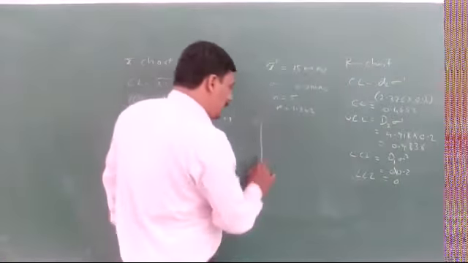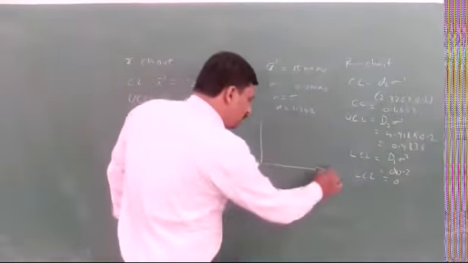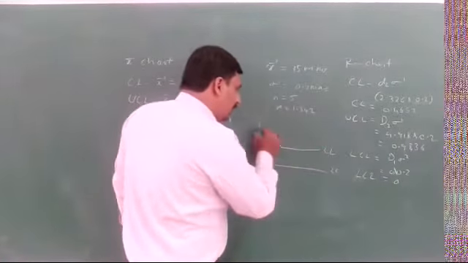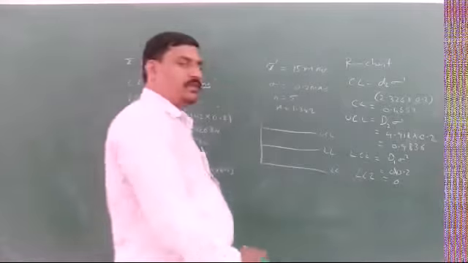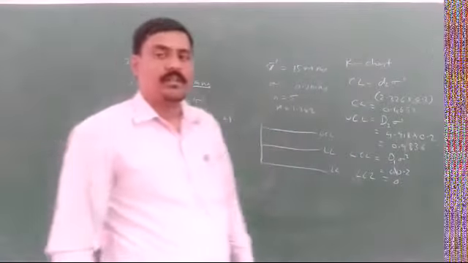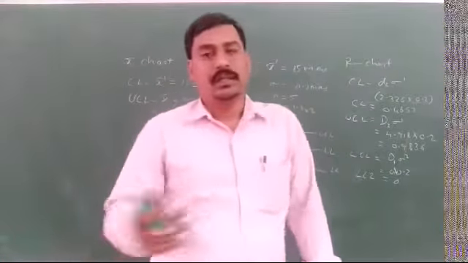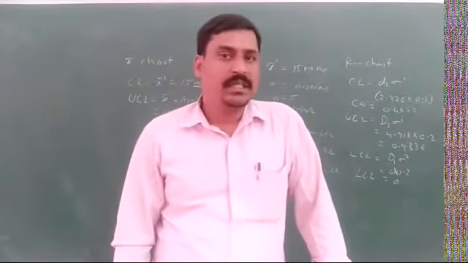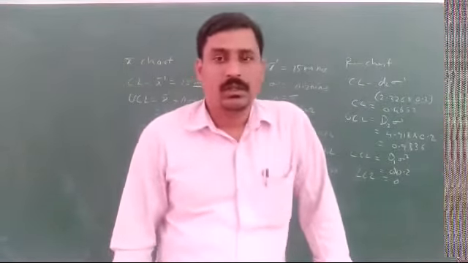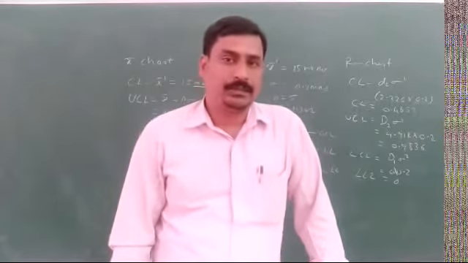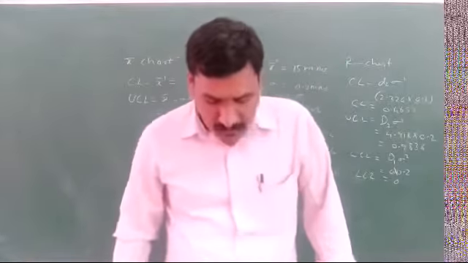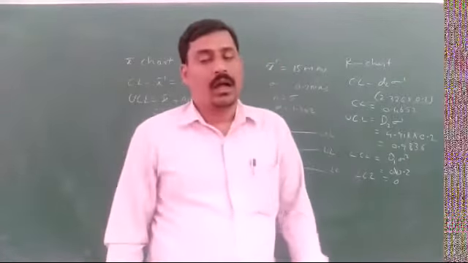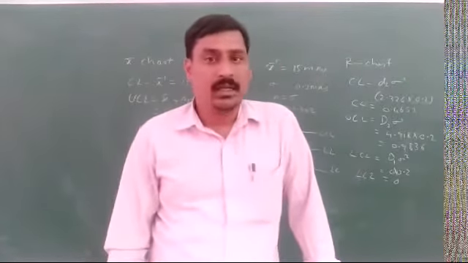Similarly, the lower control limit is on the x-axis itself, so the central line and upper control limit, and we plot all the values in the graph here. If any value lies outside the upper control limit and lower control limit, then we say that the product is not of good quality, reject it. So this is about the X bar chart and R chart when standards are given.